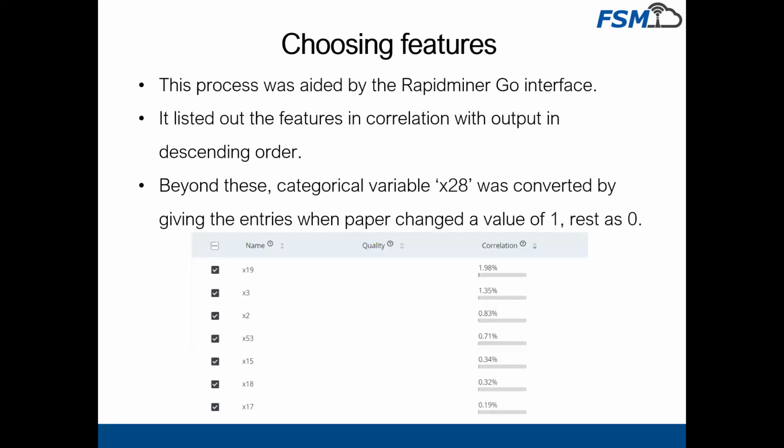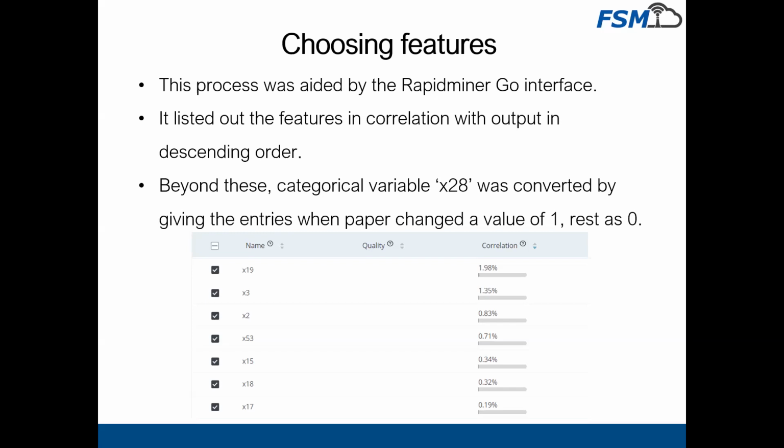Choosing the features was aided by the RapidMiner Go interface. Once preliminary analysis was done on this data set, it ranked all the variables in the order of their correlation with the output, the 0-1 condition. I used all the predictor variables that had a correlation higher than 0.05. Out of the 60 variables provided, 38 of them proved to have a correlation higher than 0.05.